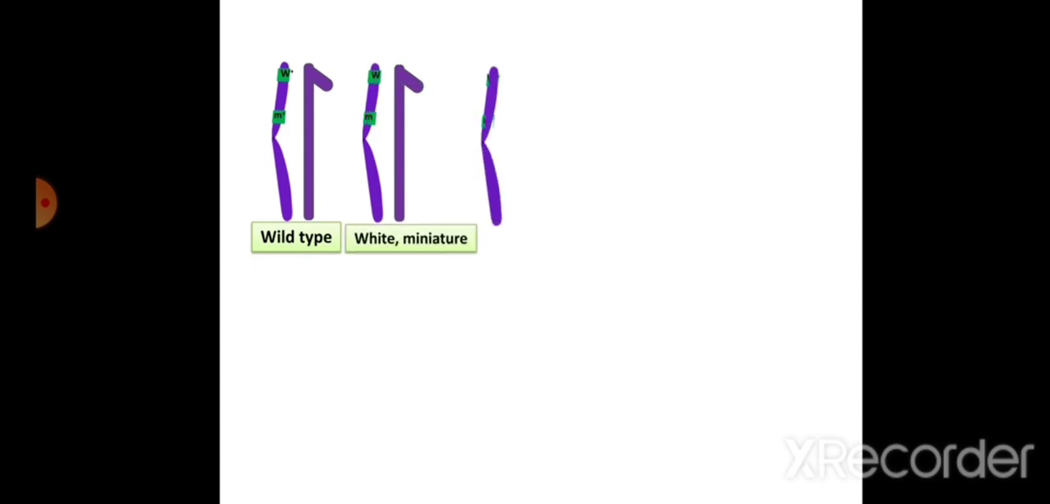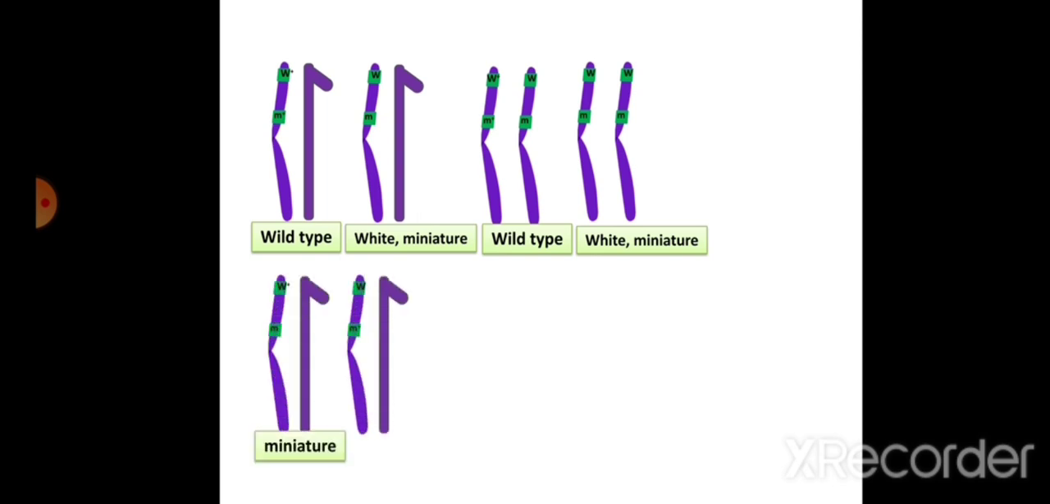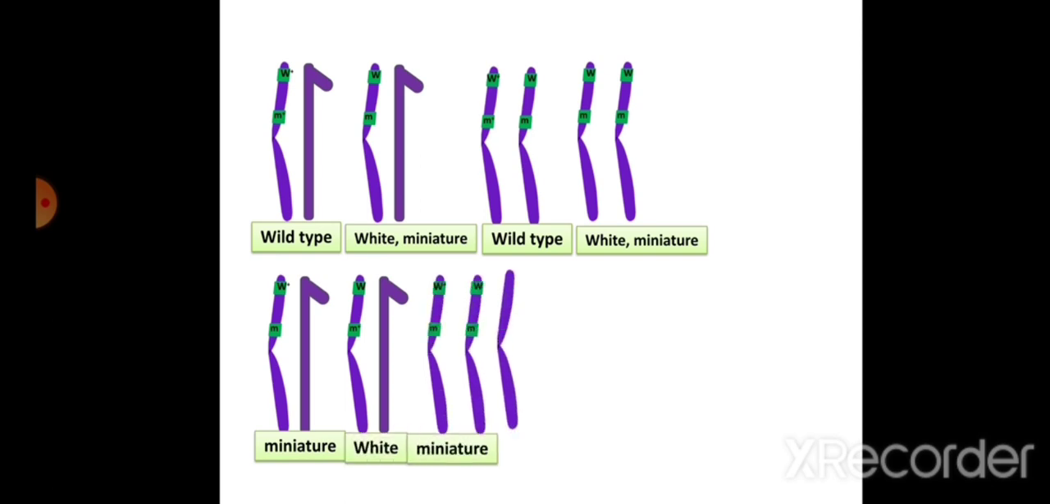So we will get a female wild type in the F1 and a male with white miniature, that is a mutant. If we allow this F1 to undergo a cross, then we will get once again 8 offspring: a wild type male, a white miniature male, a wild type female, and a white miniature female, and the remaining 4 offspring will be a miniature male, a white male, a miniature female, and a female with white color of the eye. Once again I have shown you in this slide 8 offspring, where 50% of them are males and 50% of them are females.